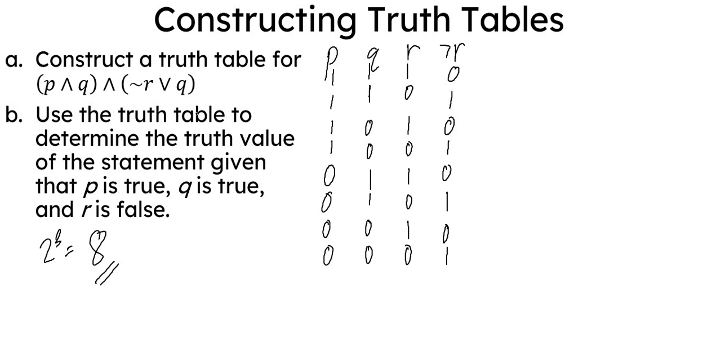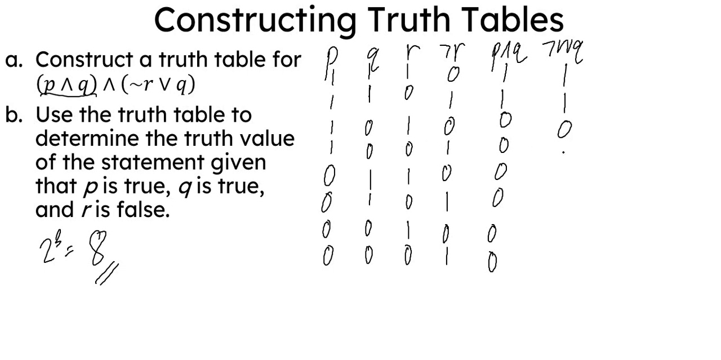Now we can find the other propositional forms. I have P and Q here, so I will have a column for P and Q. So that's true and true, true, true and true, true, true and false, false, true and false, false. The rest have a false here, so I will also have false there. Now, I will have not R or Q. So false or true is true. True or true is true. False or false is false. True or false is true.